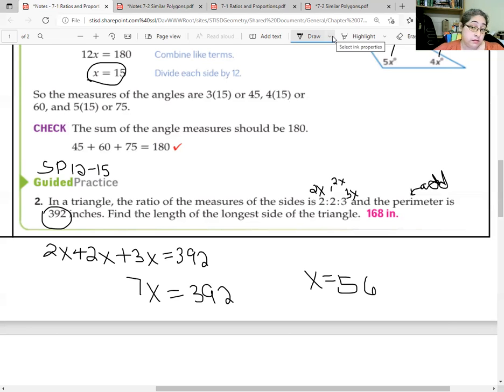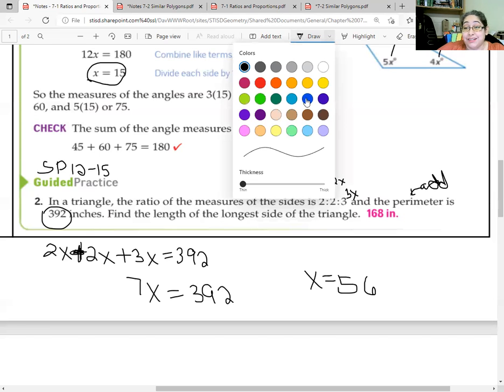Say that again. Where did I get 392? 342. I don't have a 342. This is 392. Oh, this? It's a plus. I'm writing with a mouse, and so it's not my best writing ever. I'm so sorry. Thank you for making sure that I clarified that.